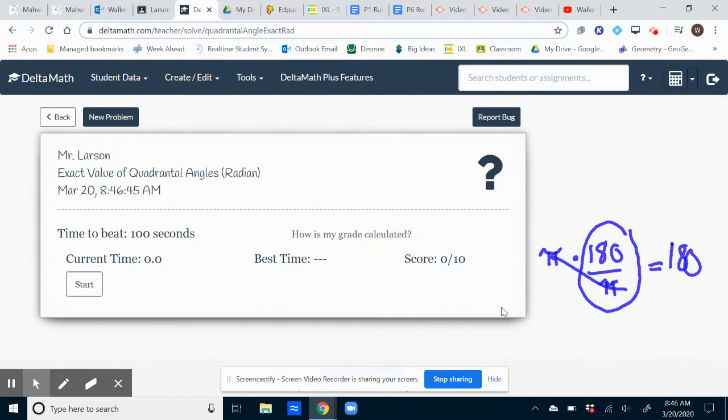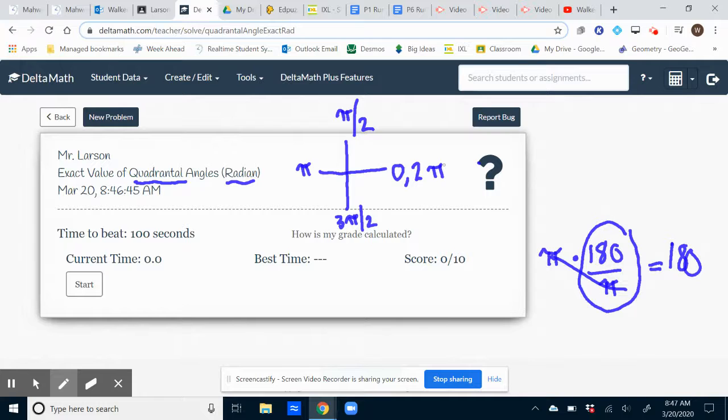Exact value of quadrantal. Okay, so this one is timed. All right, I gave you 100 seconds. Let me know if you guys are having trouble with the time part of it. Okay, but quadrantals. Okay, the key word here is there are quadrantal angles. Okay, so they are 0, 90, 180. But it says that they're in radians, so it's going to be 0, pi over 2, pi, 3 pi over 2. And if we wrapped back around, 0 is also 2 pi.